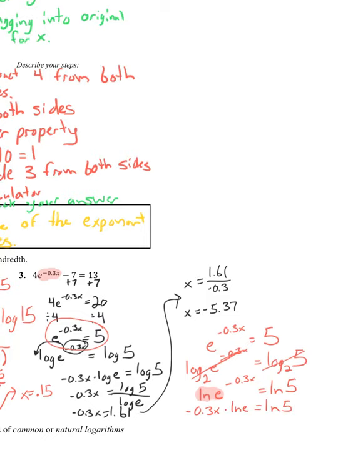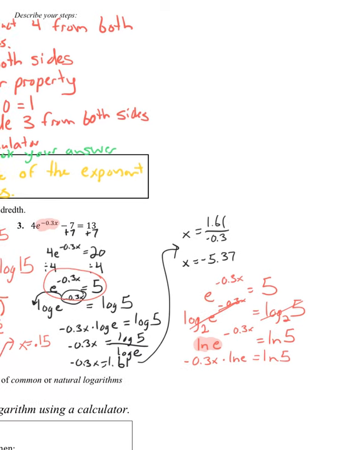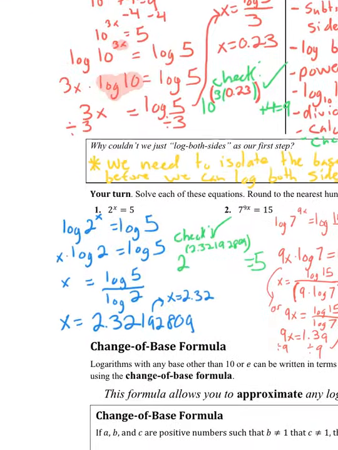And now I have natural log of e, which is really just 1. So it just becomes 0.3x times 1 equals natural log of 5. I saved myself a step there because I was being smart and using the log base e. And now I can just divide both sides by negative 0.3 instead. I should get the exact same answer. It's still going to be that negative 5.37, but I did it a step faster because I used log base e. And technically, I could do that over here as well.